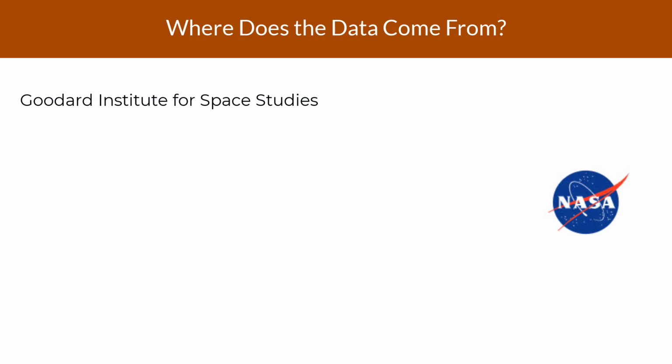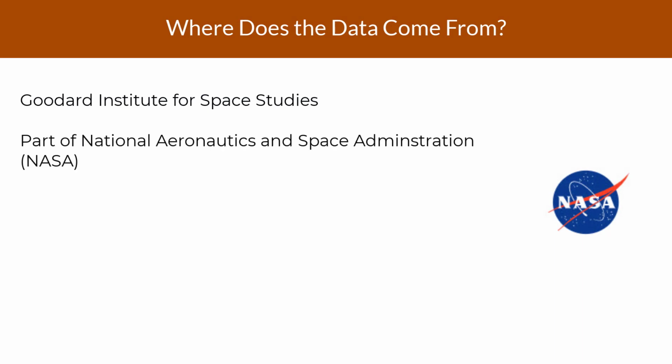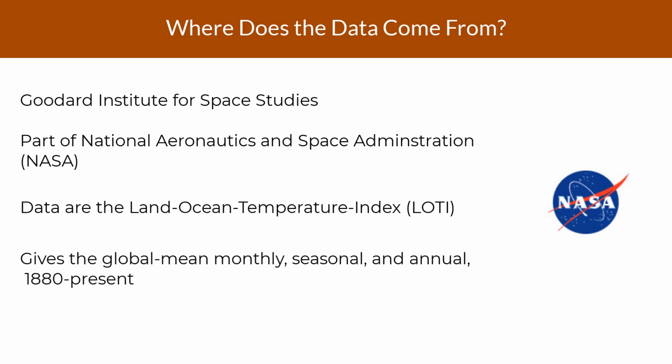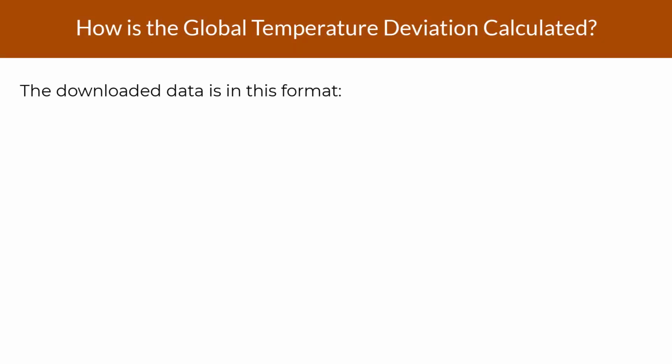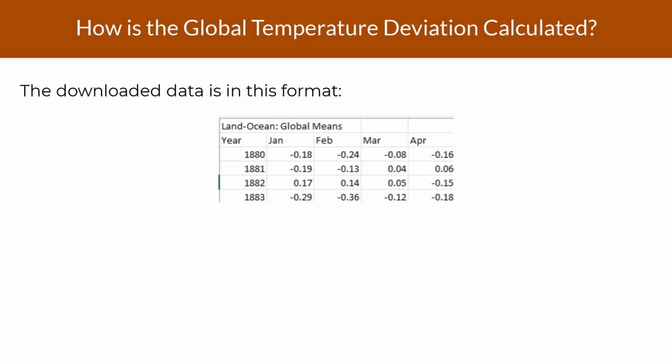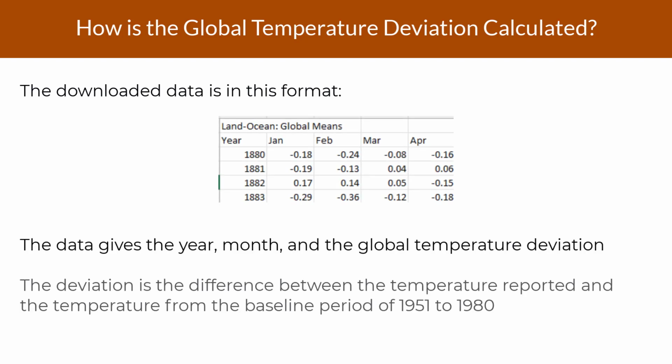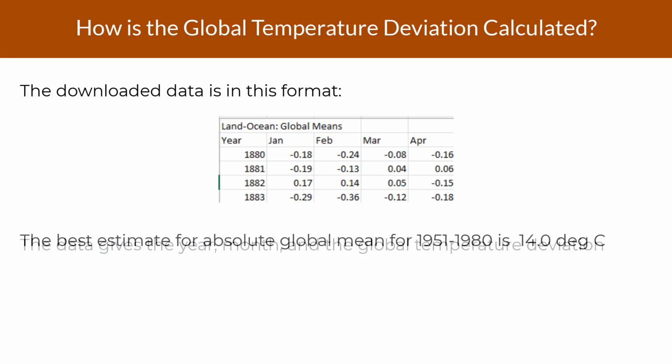So where does the data come from? It comes from the Goddard Institute of Space Studies. They're part of NASA. It's the Land Ocean Temperature Index is what it's called. And it gives the global mean monthly, seasonal, and annual from 1880 to the present, that deviation. So the downloaded data is in the format where it gives you the year, the month, and the deviation. That global temperature deviation. The deviation is the difference between the temperature reported and the temperature for the baseline period of 1951 to 1980. So you get data that looks like this.